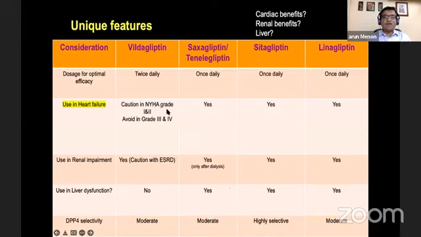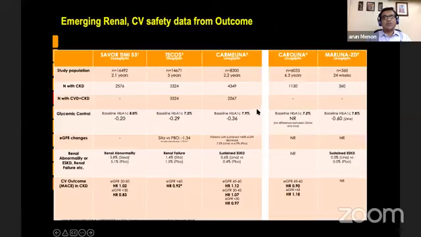When it comes to heart failure, there were concerns initially that some of these agents, especially vildagliptin and sitagliptin, might have some issues with heart failure, but all those fears have now been largely overcome, and we can use them. But we would usually prefer to avoid those agents in acute heart failure. So those adjustments might be required, but they are safe medications.